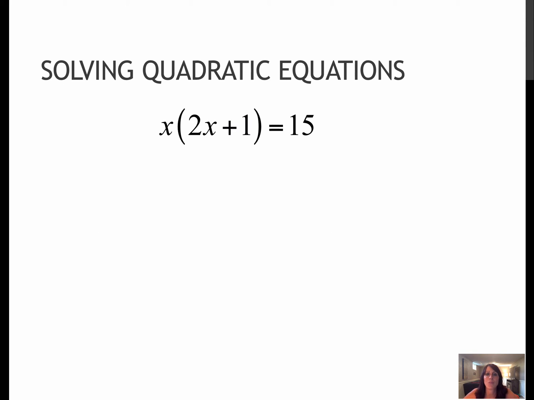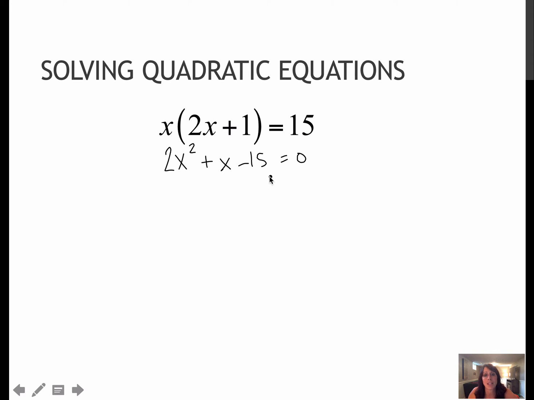Now, I've heard from many of my students that I hate tic-tac-toe. I would rather do it another way. So here is one other way that you can do a tic-tac-toe type of question. Notice it's the same question. Remember, we did turn this into 2x squared plus x minus 15 equals 0. So this is the way that I believe Alex will show you how to do it.